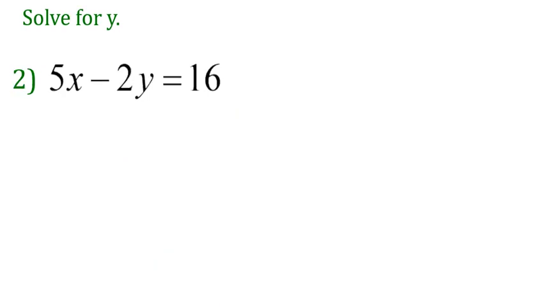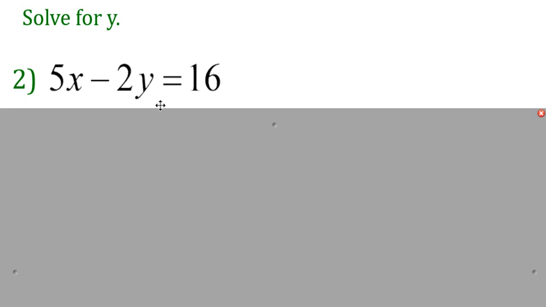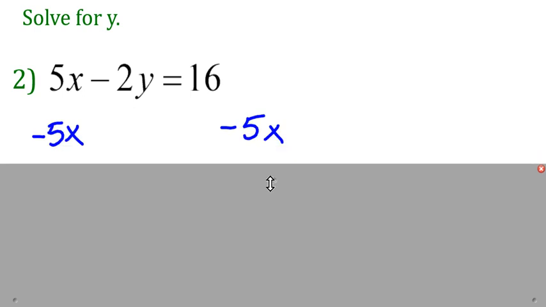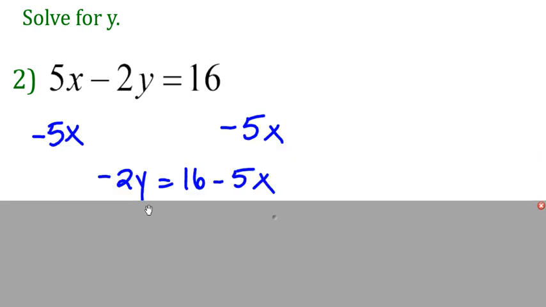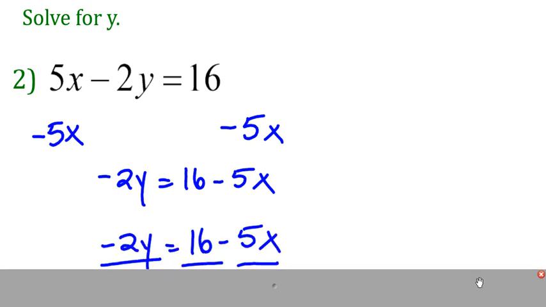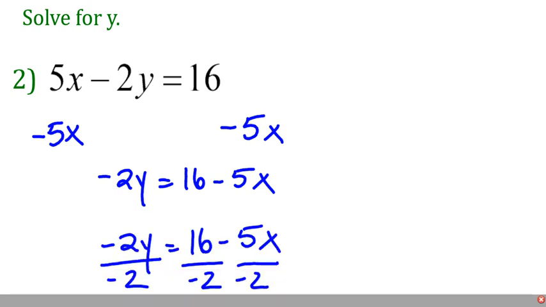So let's try another one. Here again, we want to solve for y. We want to isolate y. So let's think about how we can undo the order of operations. We want to undo this addition of the 5x, so we would subtract 5x from each side of the equation. Then we have to undo this multiplication of negative 2, so we would divide each term by negative 2.